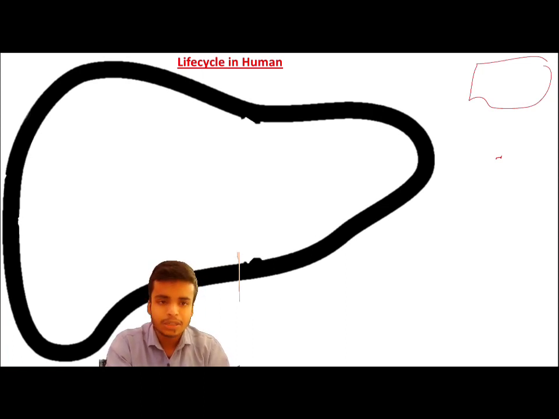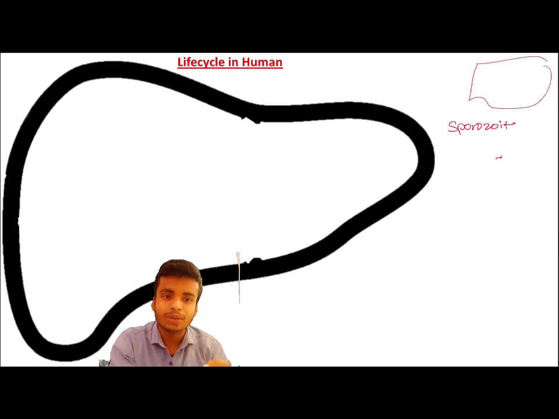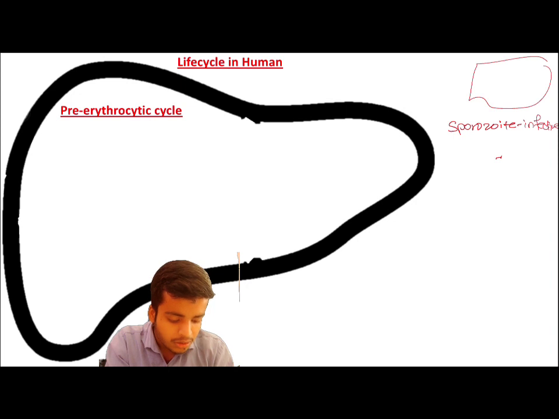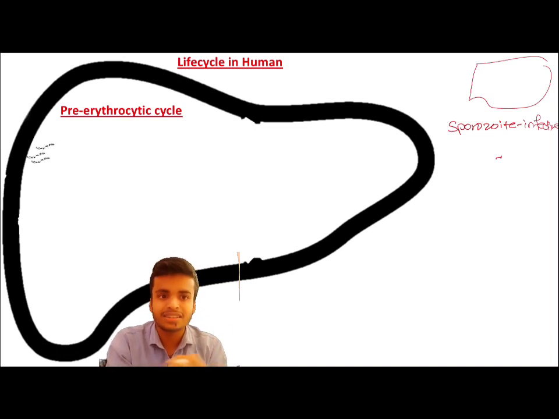This is imaginary, this is considered as the liver, and we will see what cycle happens here. So the sporozoite, that was the infective form. This sporozoite enters into the pre-erythrocytic cycle. Pre, why? Because this is before erythrocytic and it happens in the liver. Don't forget this. Now these are the sporozoites. Let it be even one sporozoite. We will be talking about one sporozoite only from now onwards.